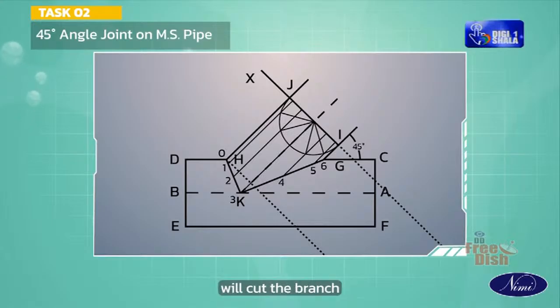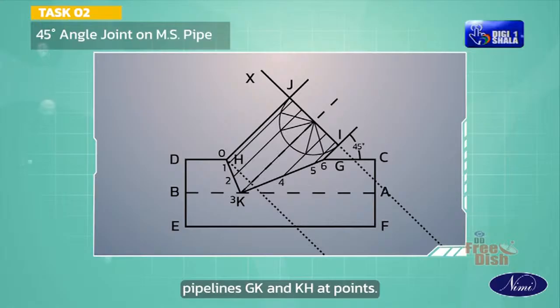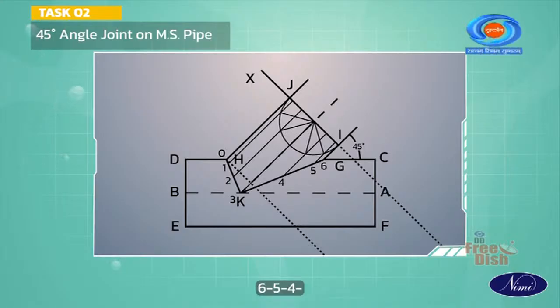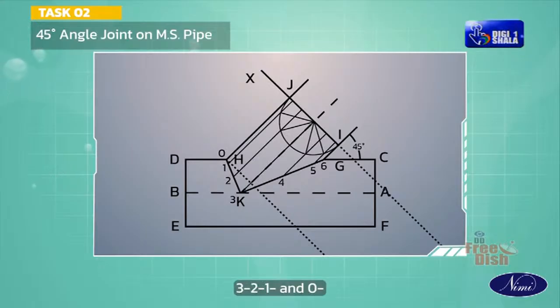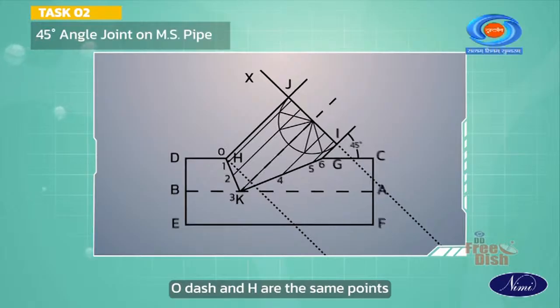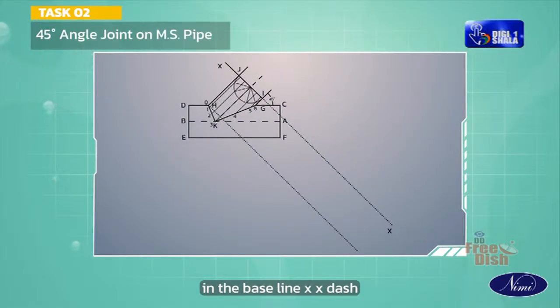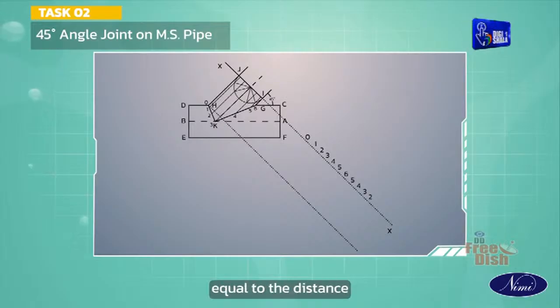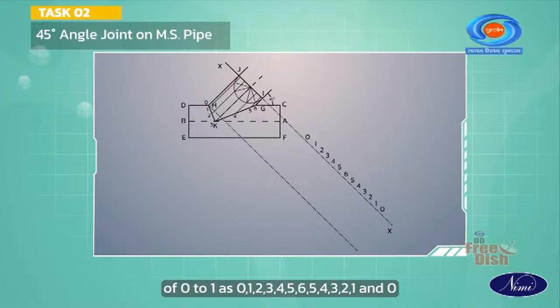These vertical lines will cut the branch pipe lines GK and KH at points 6 dash, 5 dash, 4 dash, 3 dash, 2 dash, 1 dash and 0 dash. Note the points 6 dash and G as well as points 0 dash and H are the same points. In the baseline XX dash, plot 13 points equal to the distance of 0 to 1 as 0, 1, 2, 3, 4, 5, 6, 5, 4, 3, 2, 1 and 0.